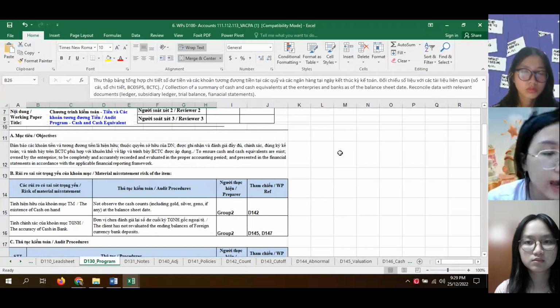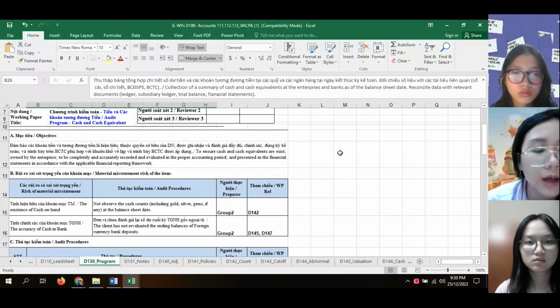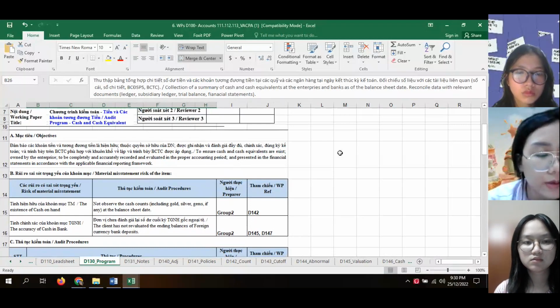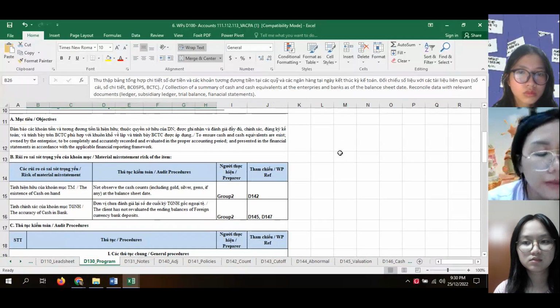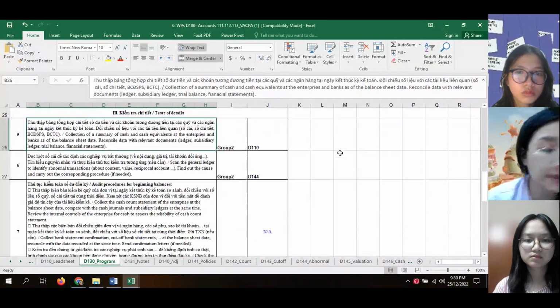As you can see, we have to do this to check and ensure that cash and cash equivalents exist, are owned by the enterprise, are completely and accurately recorded and evaluated in the proper accounting period, and are presented in the financial statements in accordance with the applicable financial reporting framework. And there are two material misstatement risks that our group chose: existence and accuracy.